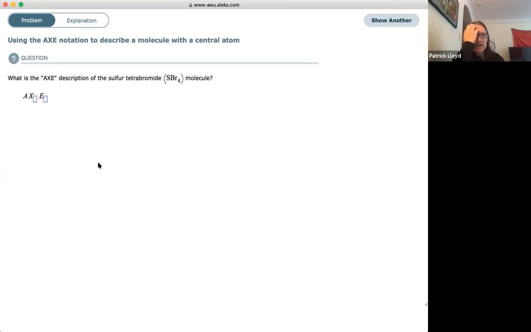So they have SBr4, and they want you to use the AXE notation. So let's go through it. Okay, so the A: there's only going to be 1 central atom, so you don't put anything there, right? Because we don't put H2O1, we just put H2O. So there's nothing under the A, you just leave that blank. Now there are 4 surrounding atoms, 4 bromines, so we put a 4 there. Now the only issue is how many lone pairs do we have, 1 or 2?